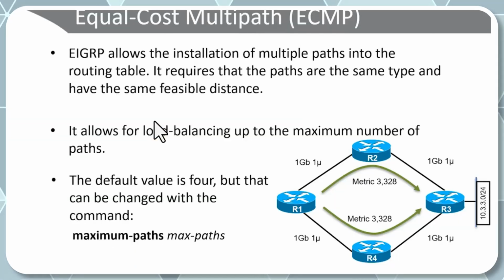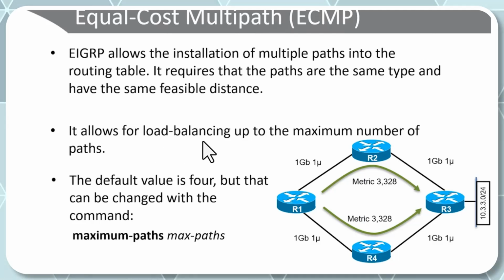So that's why it can do equal cost multipathing. It allows for load balancing up to a maximum number of paths. The default value is 4, but that can be changed with the command maximum-paths. So you can change up to how many paths.